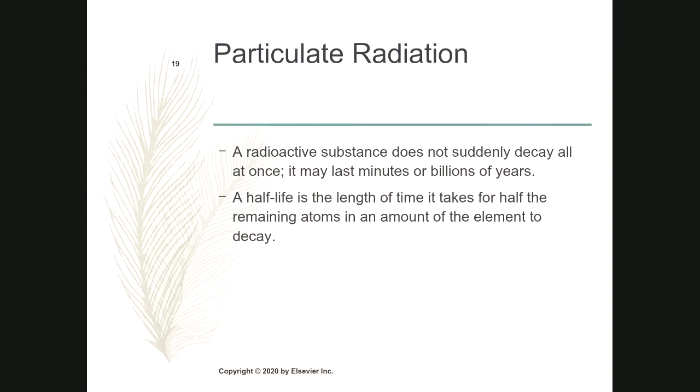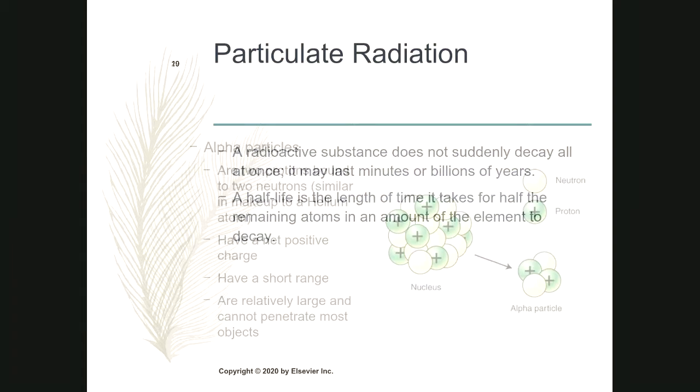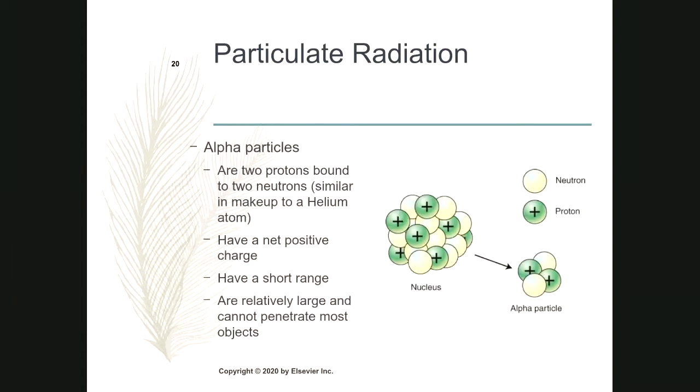So the two particles that we tend to look at are alpha particles and our beta particles. So when we look at an alpha particle, typically it's two protons bound to two neutrons. So it has the same makeup right here as a helium atom. Two protons, two neutrons. It looks exactly like a helium atom. So this would have an overall net positive charge.